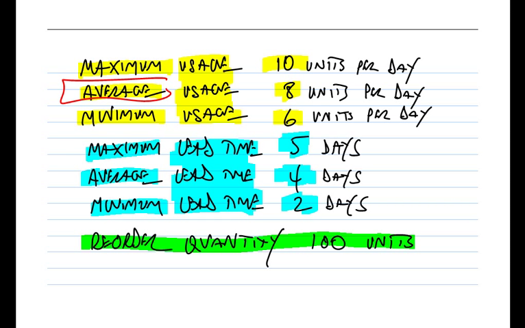So for the minimum inventory level, rather than thinking about the maximum figures, we're now going to think about the average figures. The average figures are more likely to occur. In reality, we're more likely to be selling 8 units a day than we are 10. And it's more likely the supplier only takes 4 days to arrive than they take 5.